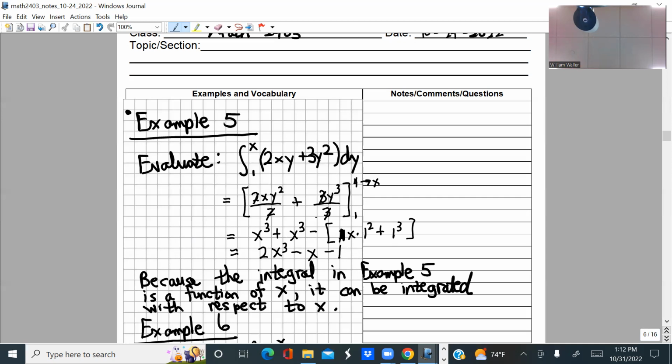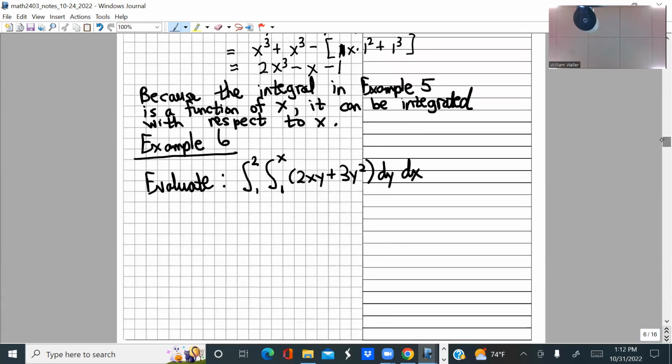By the way, we could have done it backwards, first with respect to x and then with respect to y, but I just happen to do y first because this definite integral is a function of x. So here's the way you would indicate this on paper. First, I'm going to integrate with respect to y. Here are the limits of integration that I chose. These were just arbitrary.